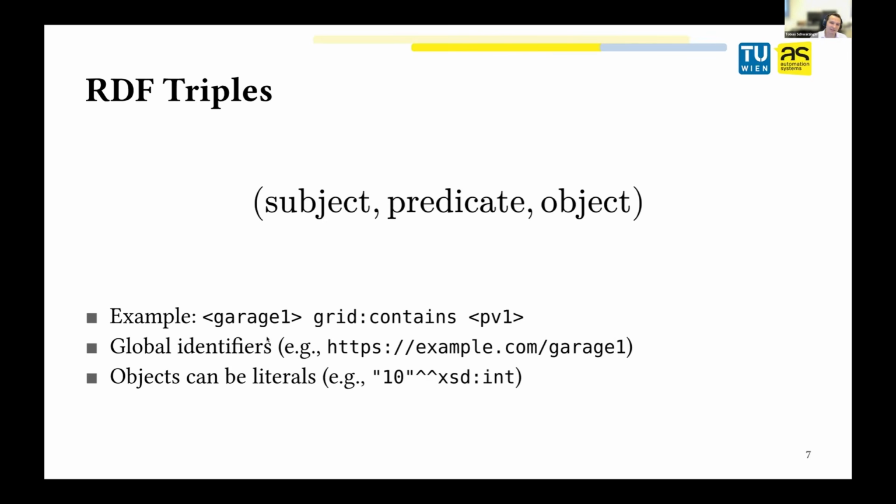And one interesting thing here is that we use global identifiers, which should, in theory, allow users to merge these data sets from different sources and get one large data set that they can query. And also a thing that will be tricky later on is that these objects can actually be literals as well. So this could be the number 10, this could be a floating point number, but it could also be another ID, or a date time or something.